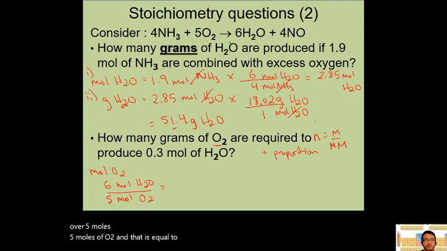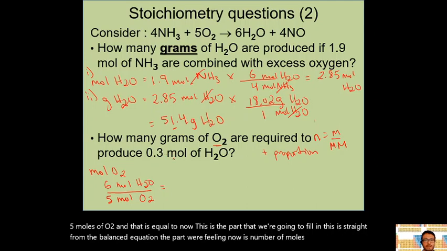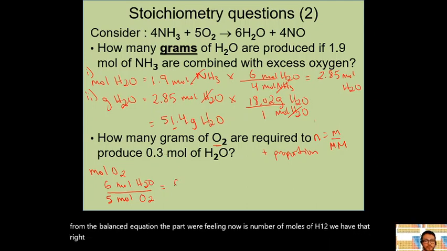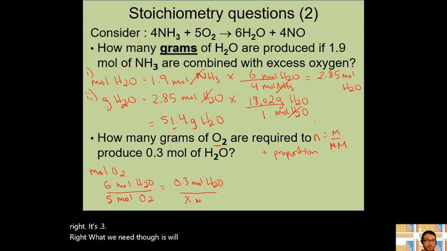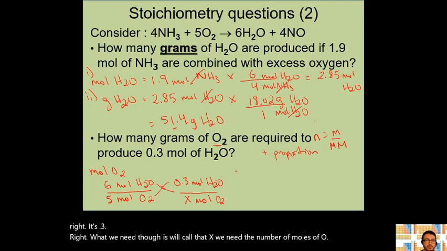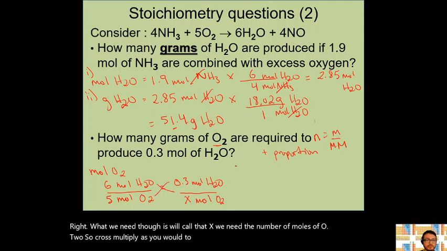This is straight from the balanced equation. The part we're filling in now is number of moles of H2O. We have that, right? It's 0.3. What we need though is, we'll call that X. We need the number of moles of O2. So cross multiply as you would to solve any proportion, and you're going to end up with this.